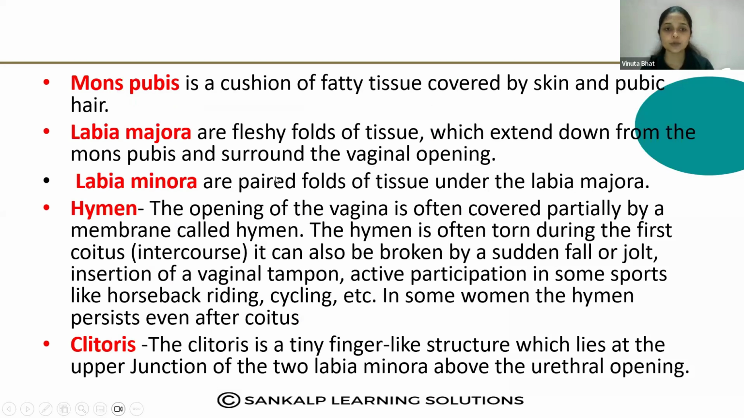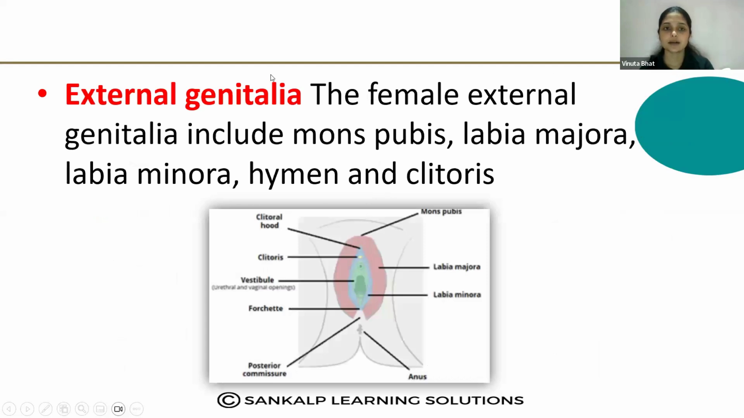And the labia minora are the pair of tissue folds under the labia majora. Okay. So this is the labia majora, and inside this you can see the labia minora. The labia majora are present around the vaginal opening. Then what are the hymen and the clitoris?